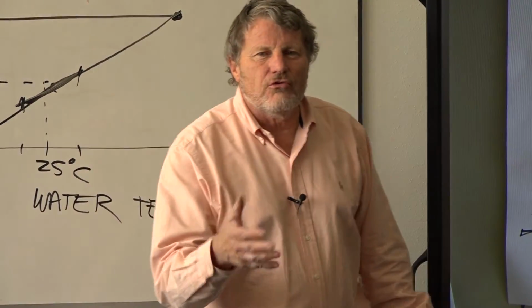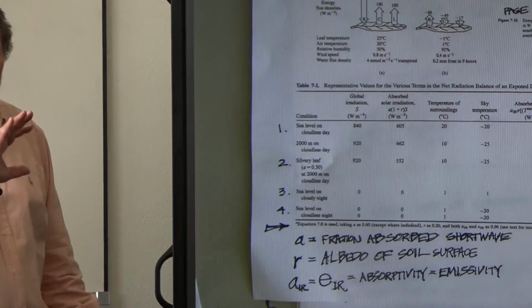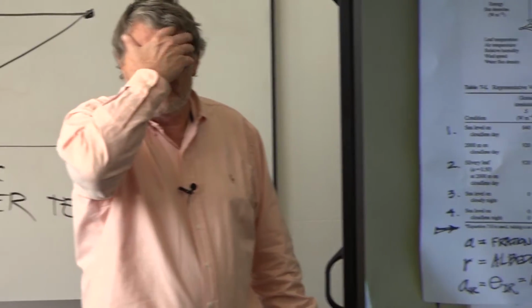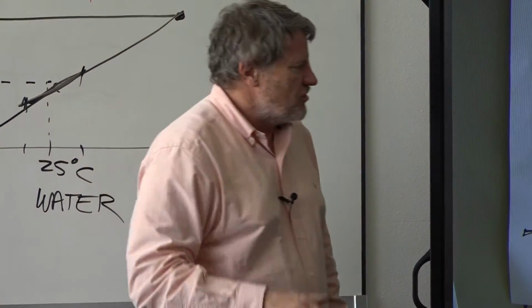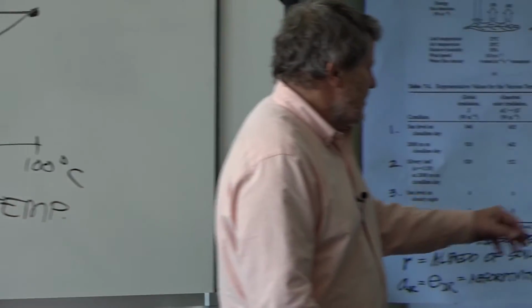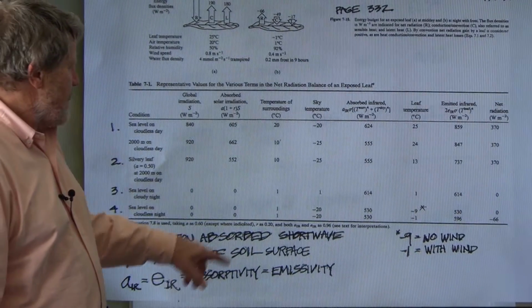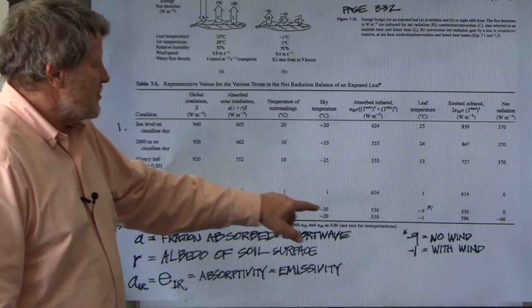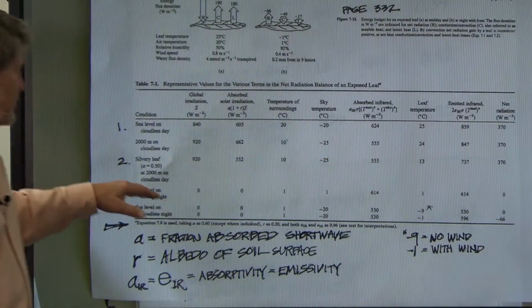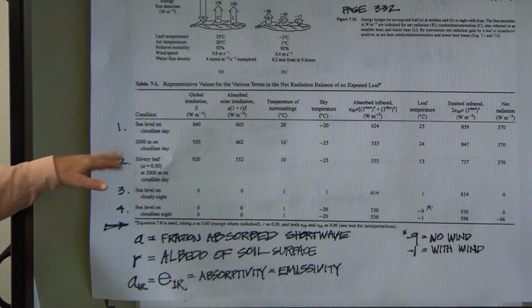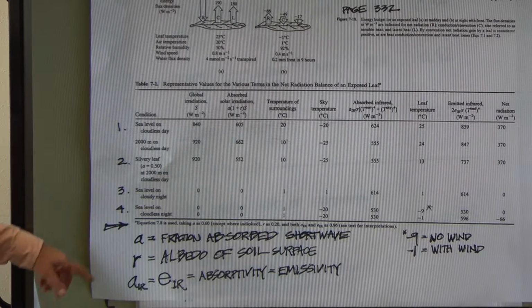Then he does a silvery leaf where the emissivity changes and the albedo changes because of a silvery leaf. And all of a sudden, this is at 2,000 meters, 10 degrees, and the leaf still heats up 3 above the air temperature, but the heating is less because the leaf is a different color, more silvery. And then the last 2 are really interesting.